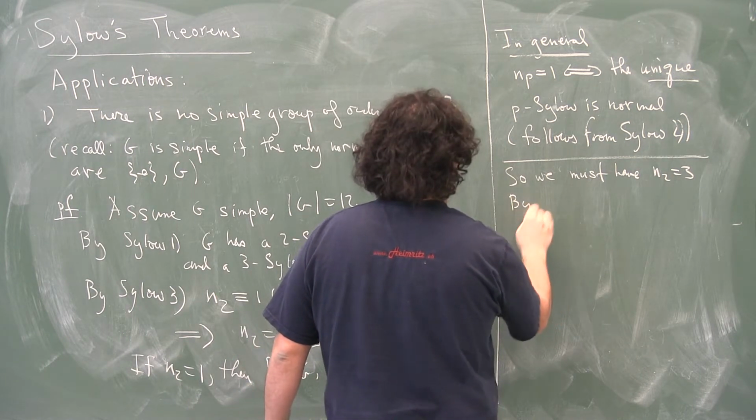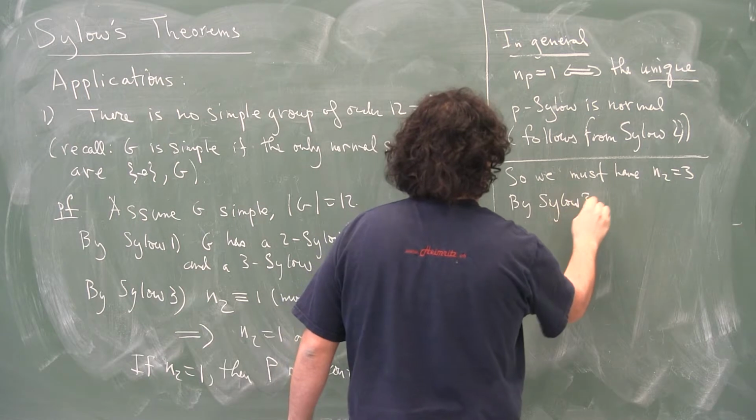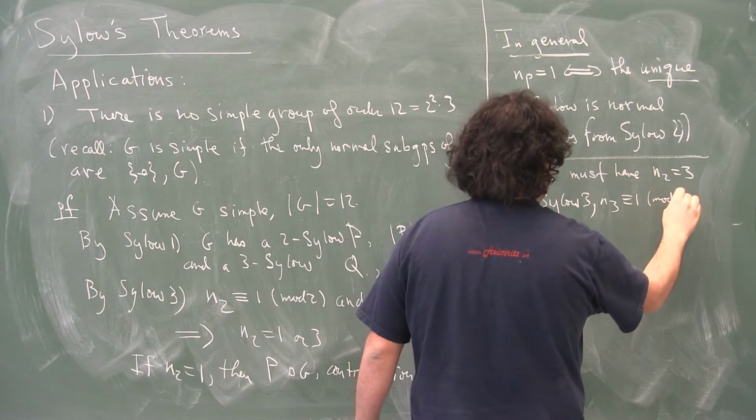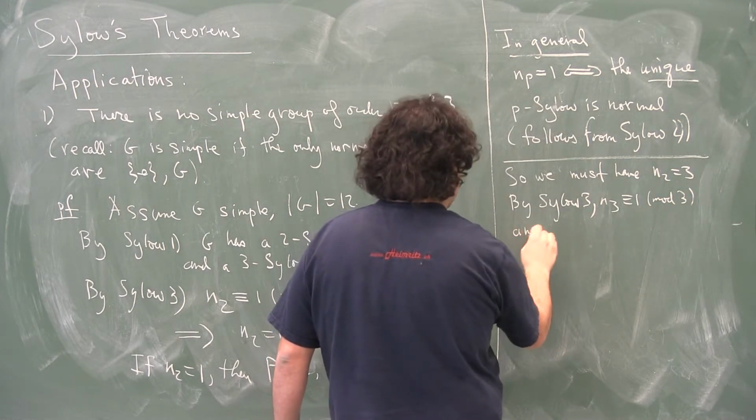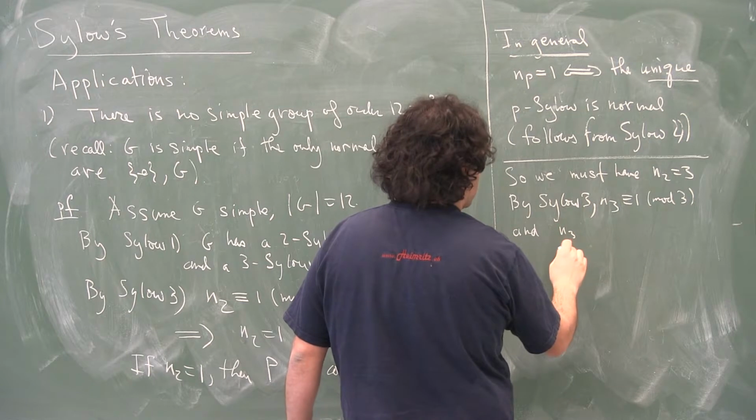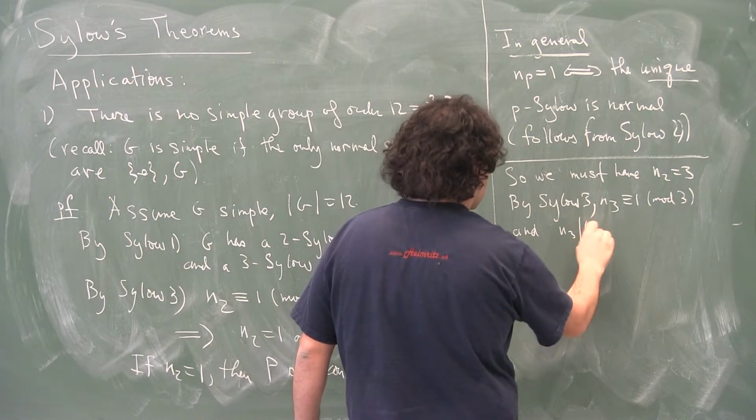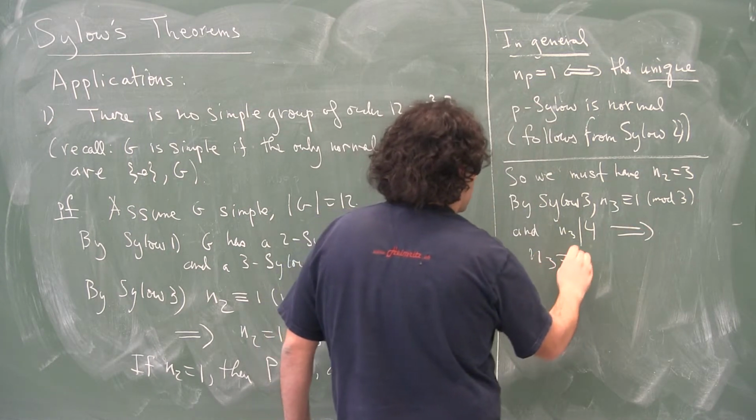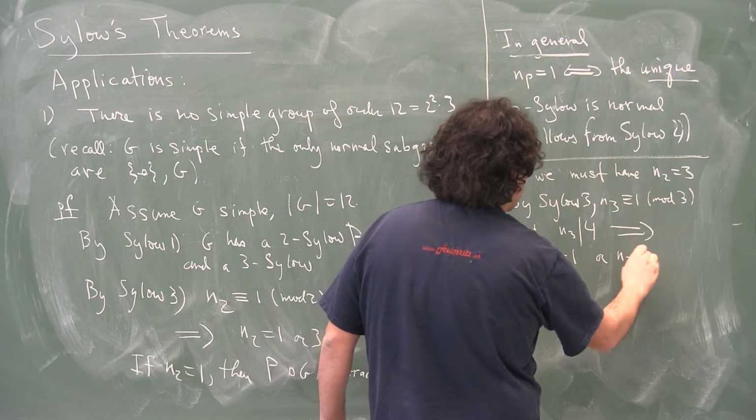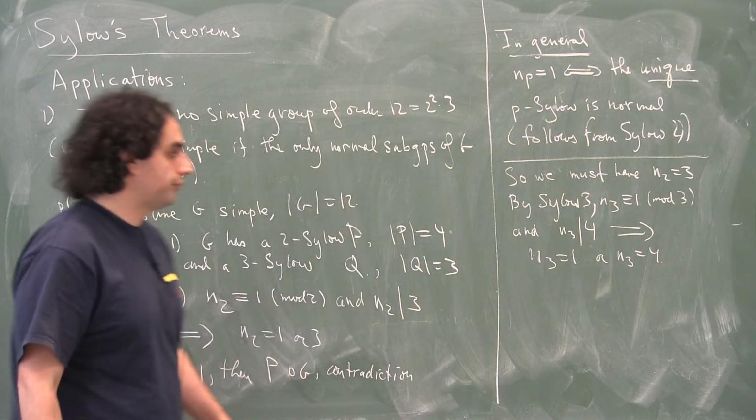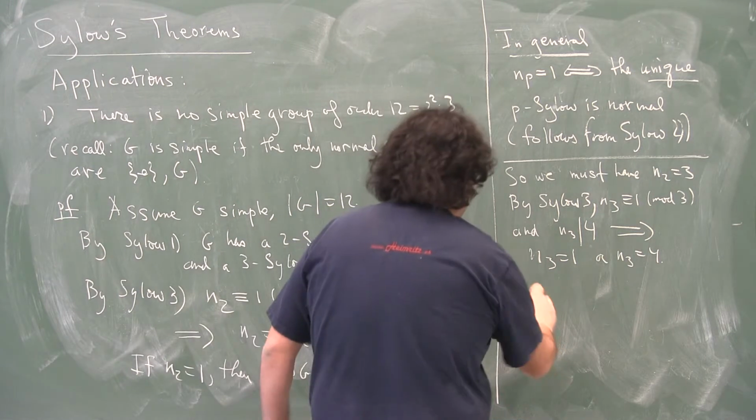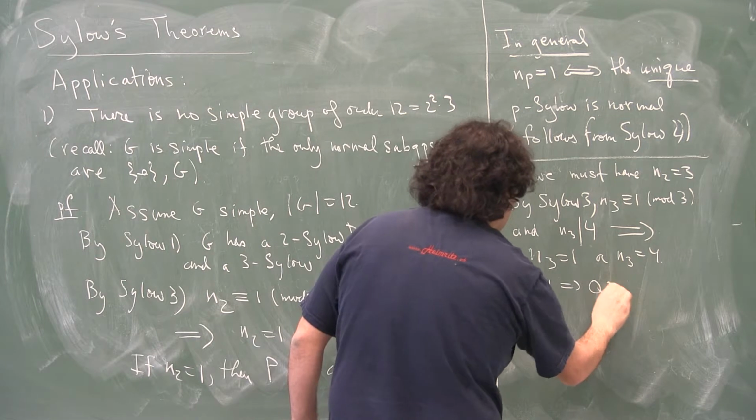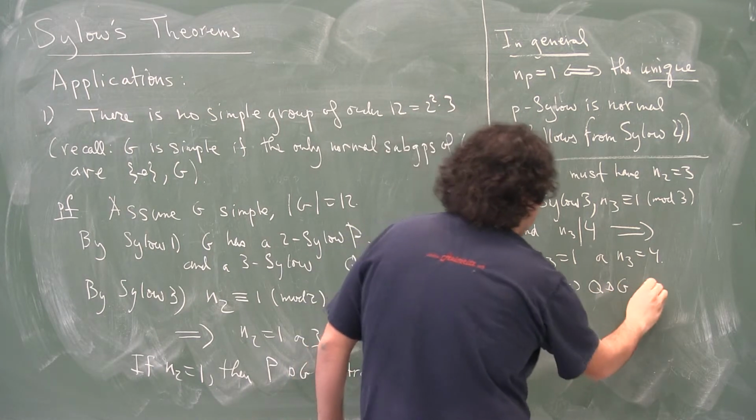Now let's look at N3. Again by Sylow 3, N3 is congruent to 1 mod 3, and N3 divides 4. This implies that N3 equals 1 or N3 equals 4. So again, N3 equals 1 implies Q is normal in G, contradiction.